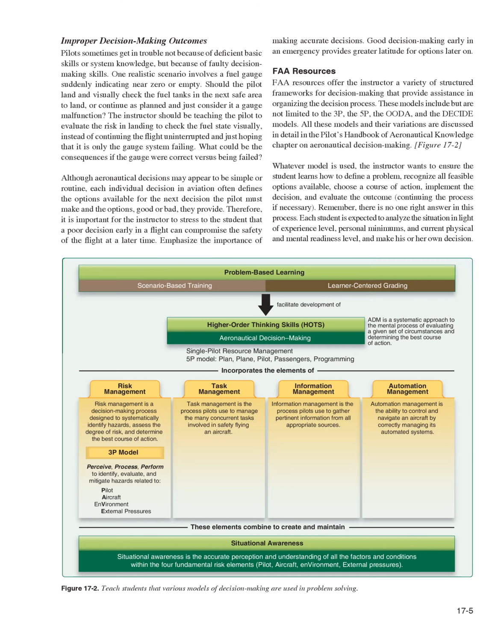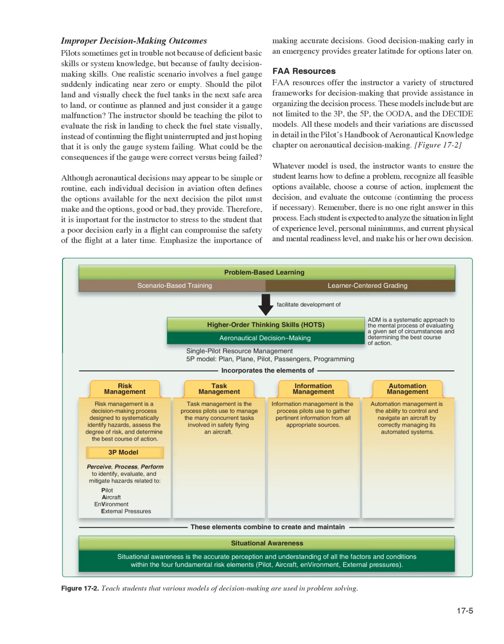Improper decision-making outcomes. Pilots sometimes get in trouble not because of deficient basic skills or system knowledge, but because of faulty decision-making skills. One realistic scenario involves a fuel gauge suddenly indicating near zero or empty. Should the pilot land and visually check the fuel tanks in the next safe area to land, or continue as planned and just consider it a gauge malfunction? The instructor should be teaching the pilot to evaluate the risk in landing to check the fuel state visually, instead of continuing the flight uninterrupted and just hoping that it is only the gauge system failing. What could be the consequences if the gauge were correct versus being failed?